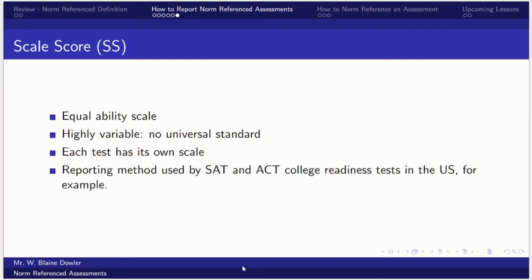So this is the reporting method used by things like the SAT and the ACT College Readiness Test for the US. So they will give you a score out of 1600 for the SAT. That's the scale that they've chosen to use for the top end. So they decide, here's the maximum performance, here's the minimum performance, and then look at where the groups fall in between.